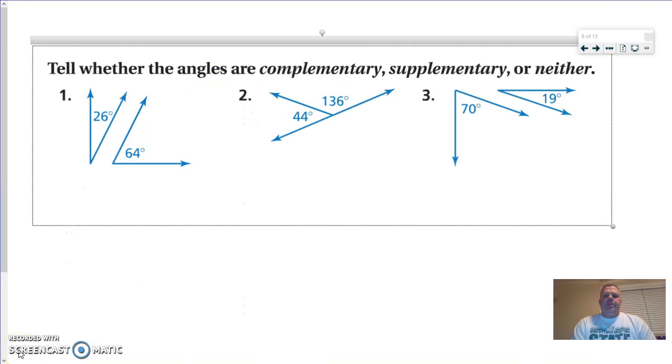Please try these three examples to determine whether they are complementary, supplementary, or neither. Please pause the video, and when you are ready, please start it again, and I will have some answers.